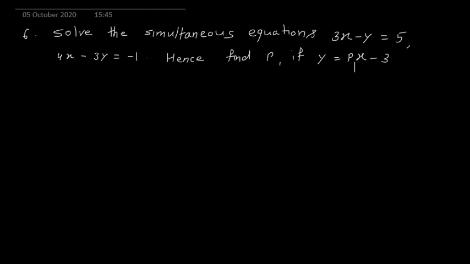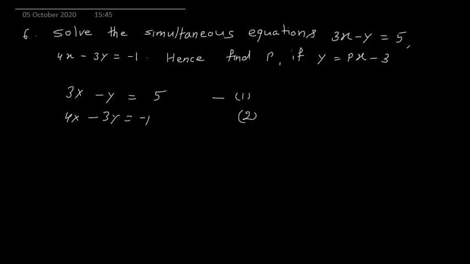Okay, so first I have to solve the simultaneous equations. You know how to solve the simultaneous equations. Let us write the equations. We have 3x minus y is equal to 5. You can take this as equation 1, and second you have 4x minus 3y is equal to minus 1. This you can take as equation 2.